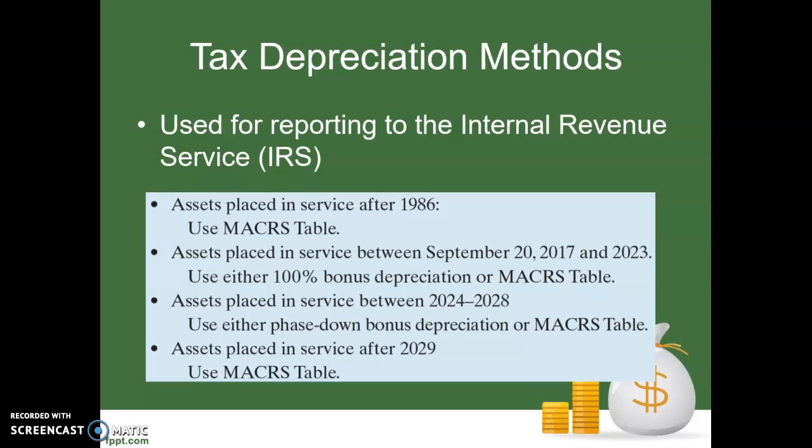We're looking at chapter 9 in the textbook, which is all about depreciation. And in our previous videos, we looked at several methods of book depreciation. These are methods of depreciation that you would use for your own personal records. And in this video, we're going to look at tax depreciation methods, or at least one method in particular. And these are methods that would be used for reporting your costs to the IRS, the Internal Revenue Service.